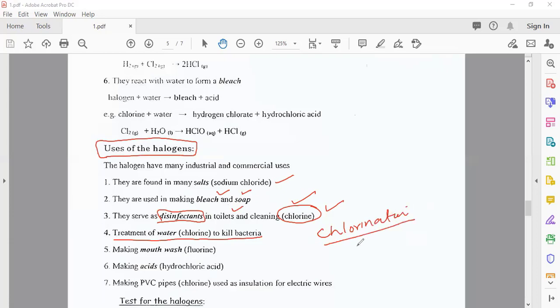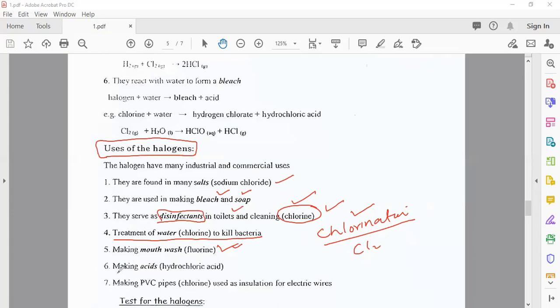Chlorination is a process in which chlorine is added to water to kill the bacteria. So it is also used to clean the water. Making mouthwash: fluorine is used to make mouthwash. If you have any infection in your teeth, the doctor recommends different brands like Colgate, Sensodyne. They have their mouthwash also in a liquid form. The doctor will tell you to keep it in your mouth for a while and then you can spit it out. So that is the mouthwash, and fluorine is used there. Fluorine is also used in toothpaste because it's good for the teeth.